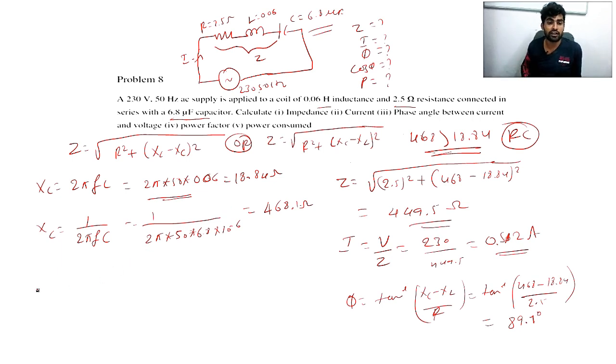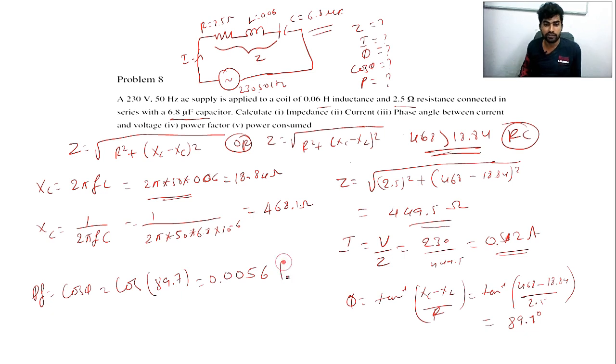So now we need to calculate power factor. Power factor is equal to cos phi. So cos of 89.7, you will get 0.0056. Right. So it's a leading.